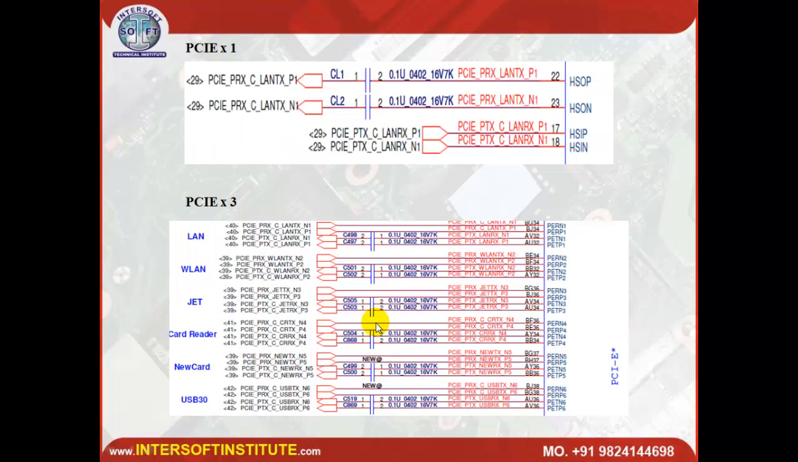Next, PCIe X1 means 1 bit: 1 for RXP, 1 for RX negative, 1 for TXP, 1 for TX negative. If it is written PCIe X3, it means 3 bit for N1, P1, like that, RX, TX 1, 2, 3, 3 bit are there, 2 for return line like this. PCIe 3 bit.